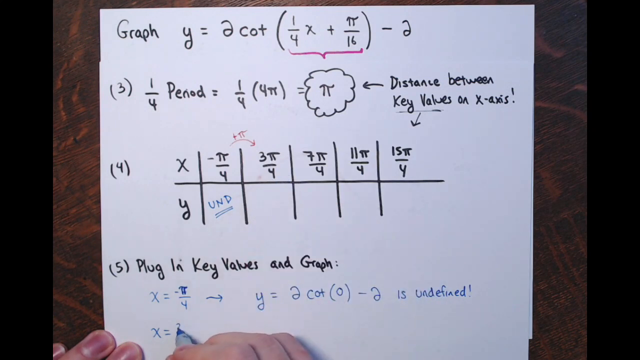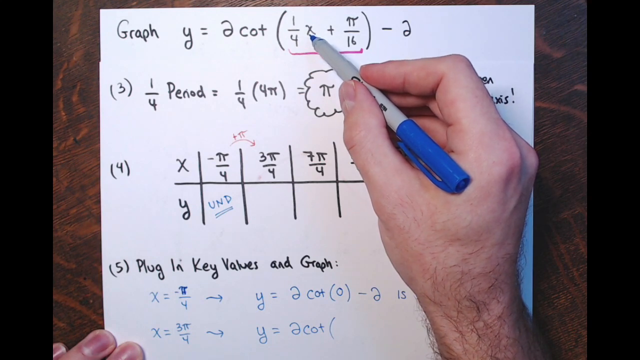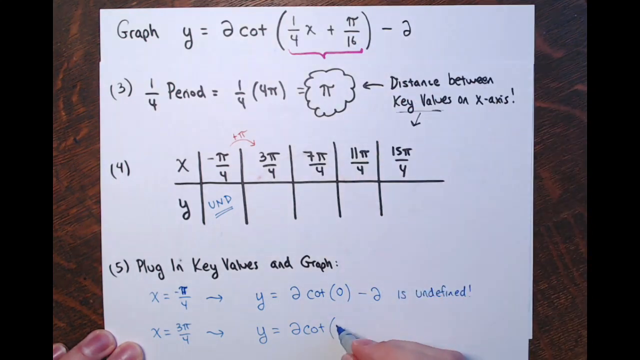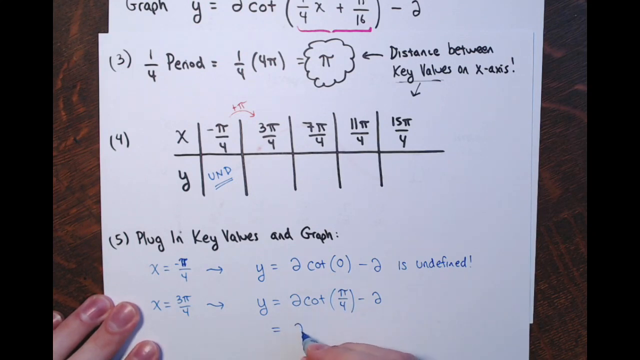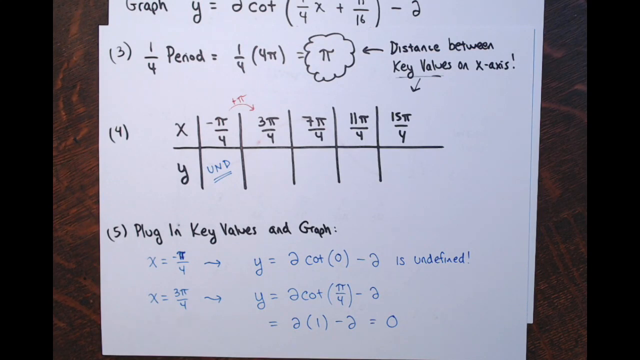Alright, the next key value. X equals 3 pi over 4. We have y equals 2 times the cotangent of. Now when I plug in 3 pi over 4 for x, a fourth of that would be 3 pi over 16, plus pi over 16 inside here would be 4 pi over 16, which is reduced to pi over 4. And then you have the times 2 minus 2. Now, the cotangent of pi over 4 we saw was 1. So I'm getting a value of 0 here. The cotangent of pi over 4 is 1, and then I times 2 minus 2, get a value of 0.